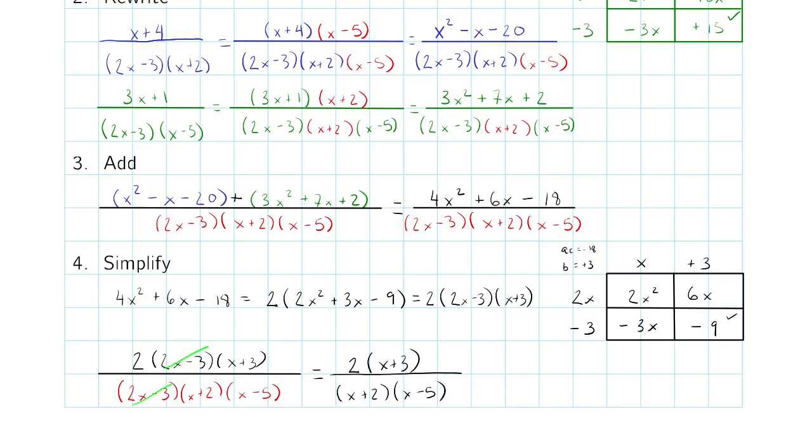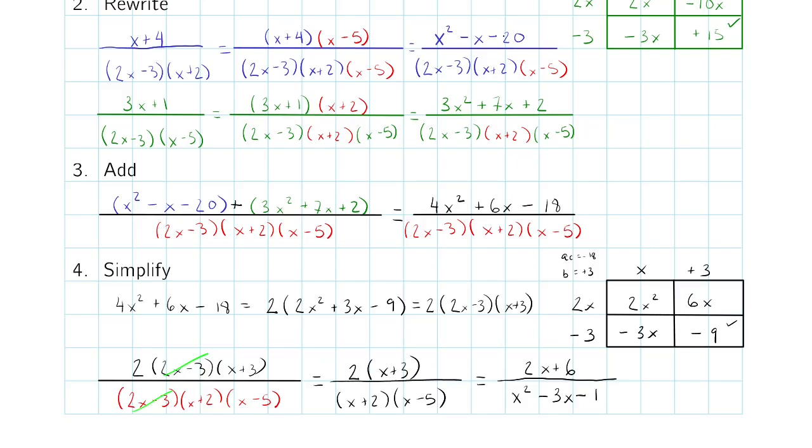If we really want it with everything multiplied out, we can say 2x plus 6, distributing the 2 in the numerator. In the denominator, x times x is x squared. X times negative 5 times x plus positive 2 is going to be a negative 3x. 2 times negative 5 is negative 10.